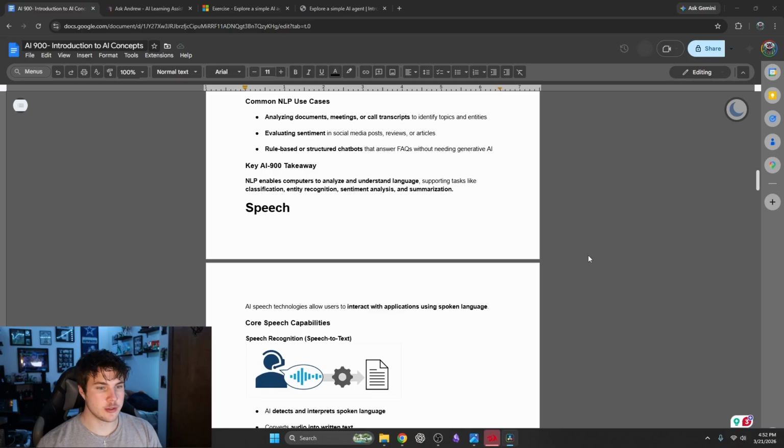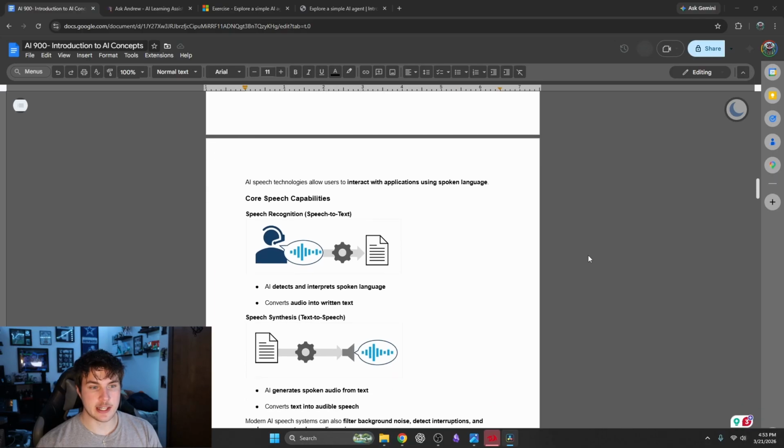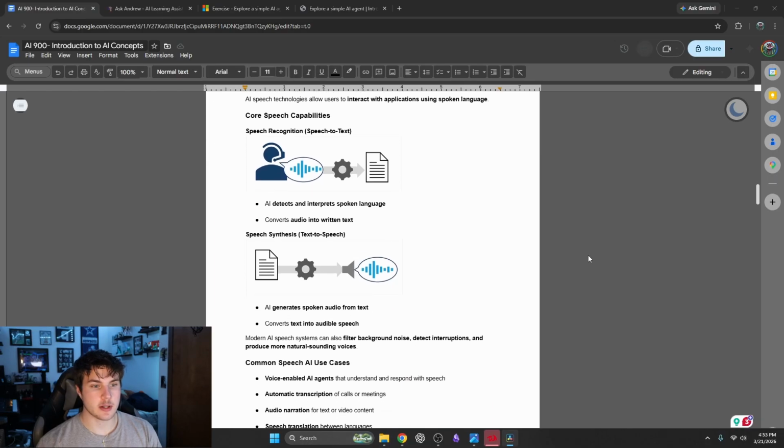Next, we'll talk about speech. AI speech technologies allow users to interact with applications using spoken language. Core speech capabilities include speech recognition, speech to text, where AI detects and interprets spoken language and converts audio into written text, as well as speech synthesis, text to speech. AI generates spoken audio from text and converts the text into audible speech.